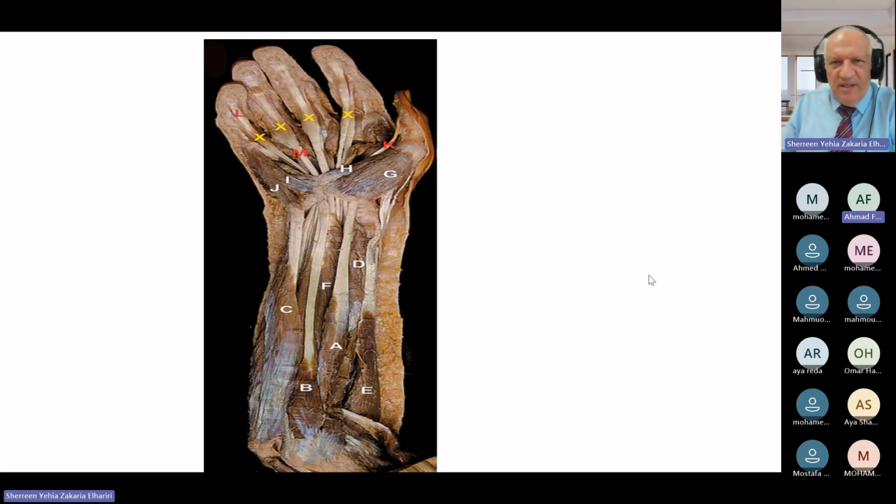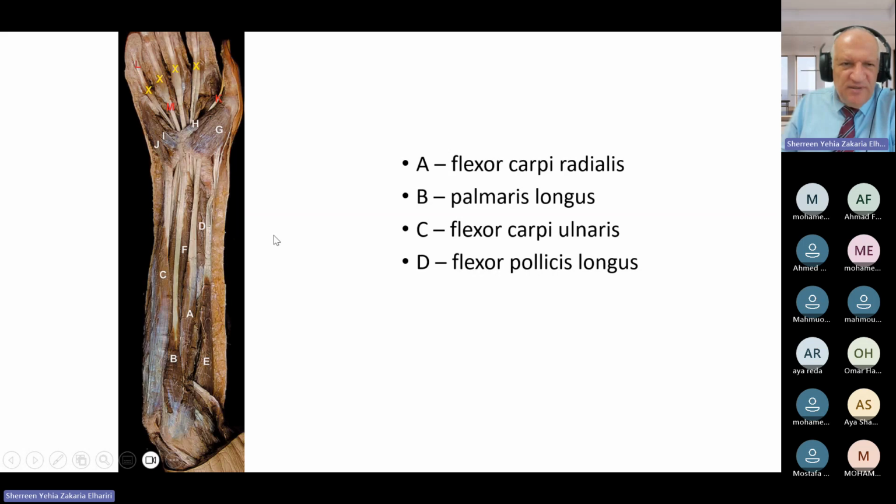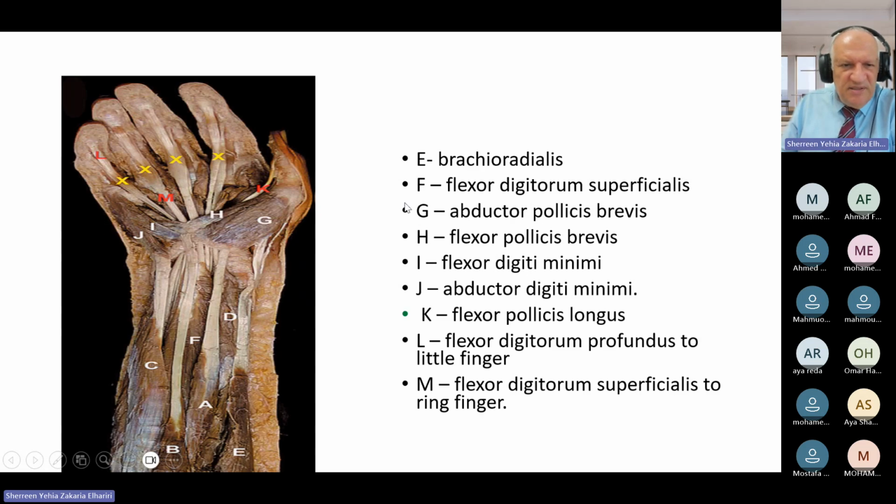Okay, so we can come closer just to make it bigger. So A is flexor carpi radialis. B is easy: if you follow it up, it is inserted in the palmar aponeurosis, so it is palmaris longus. C is flexor carpi ulnaris, and D is flexor pollicis longus. Okay, we are still here. So A, B, C, D, E is brachioradialis. F is flexor digitorum superficialis. F is here.